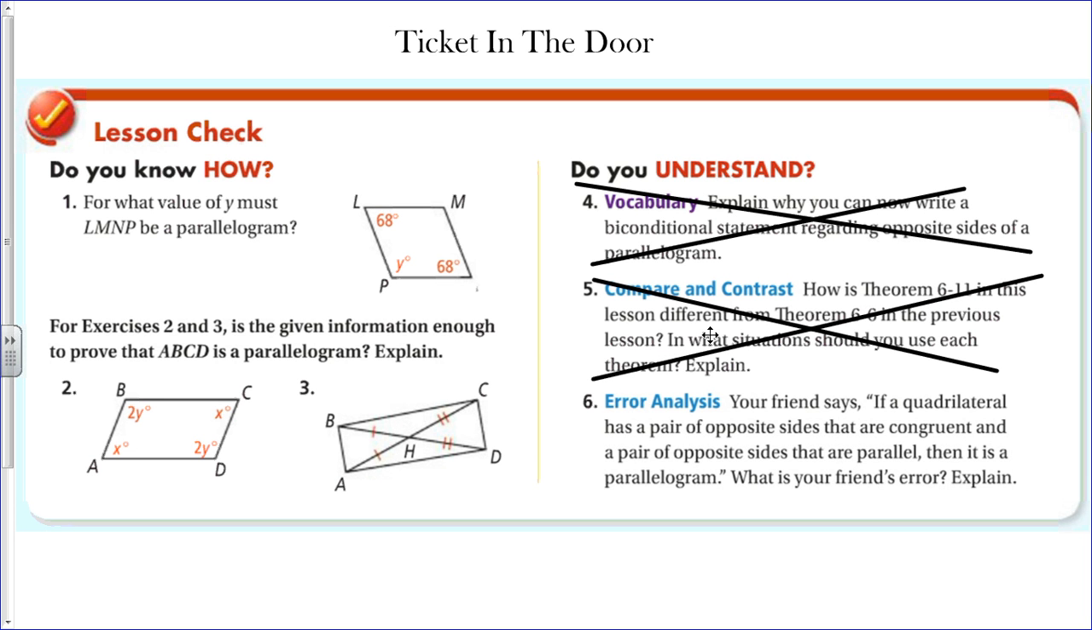And number 6 says, your friend says if a quadrilateral has a pair of opposite sides that are congruent and a pair of opposite sides that are parallel, then it is a parallelogram. What is your friend's error? Explain. All right, so make sure you complete these 4 problems. Have them ready to go when you come in the room tomorrow. Good luck.